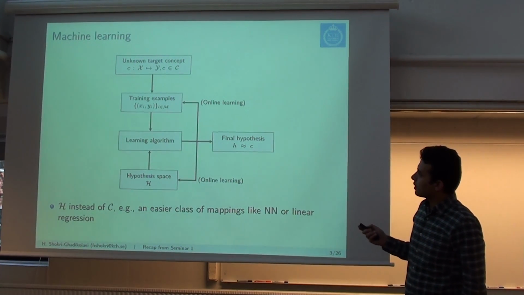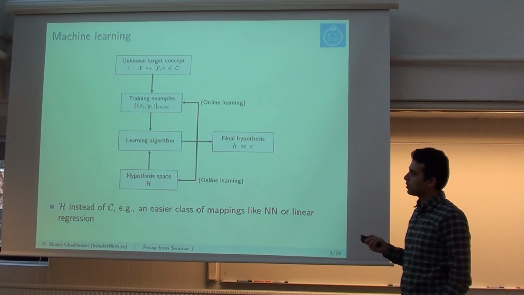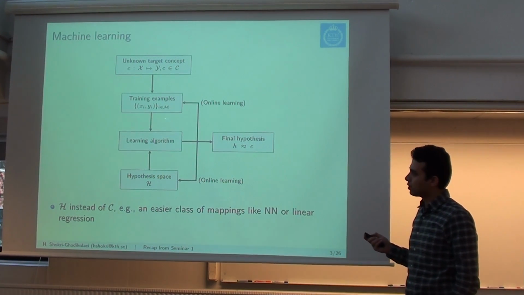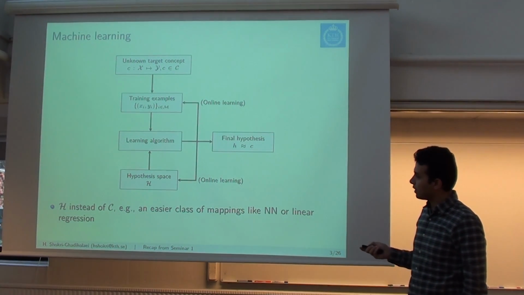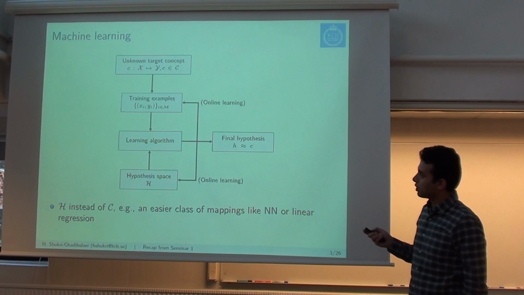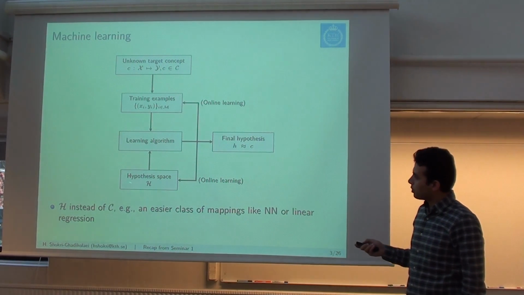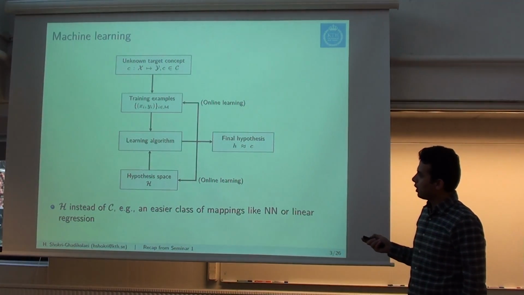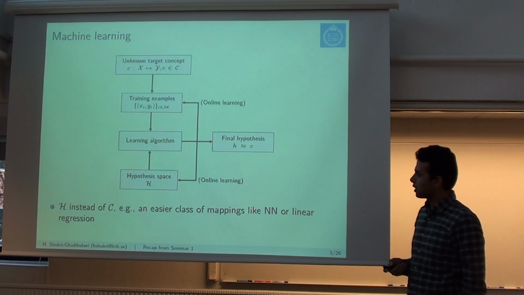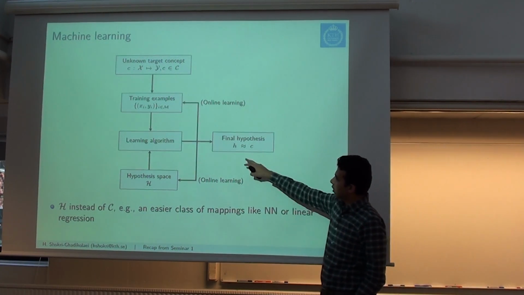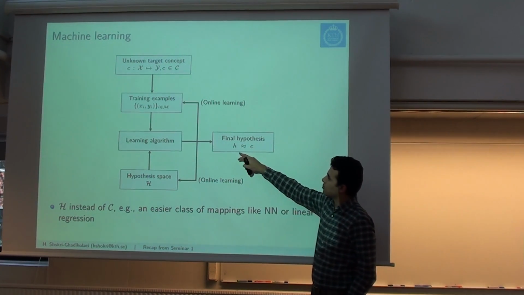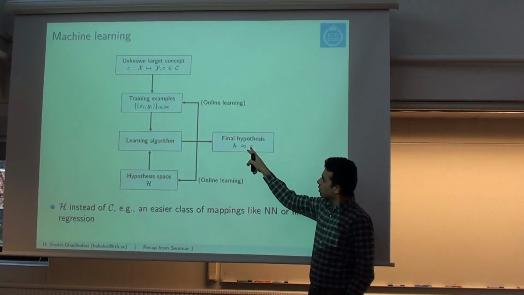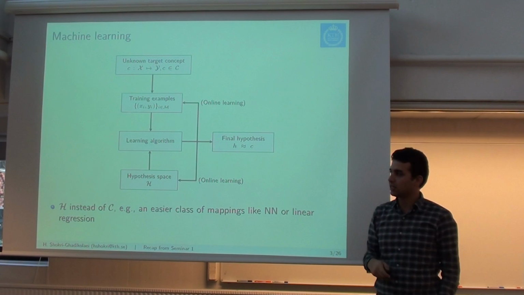So we have an unknown target concept that we want to learn, then we have a set of training examples, there is a learning algorithm, and then there is a hypothesis space. I will talk about why we need another hypothesis space, not just considering the concept space. The combination of these two will work together to give us a final hypothesis. The main idea here is to have a function, a mapping, that is as close as possible, with some definition of closeness, to approximate the original concept C.